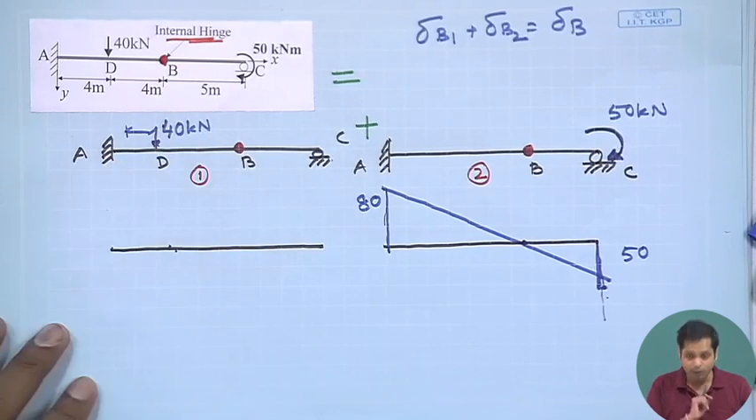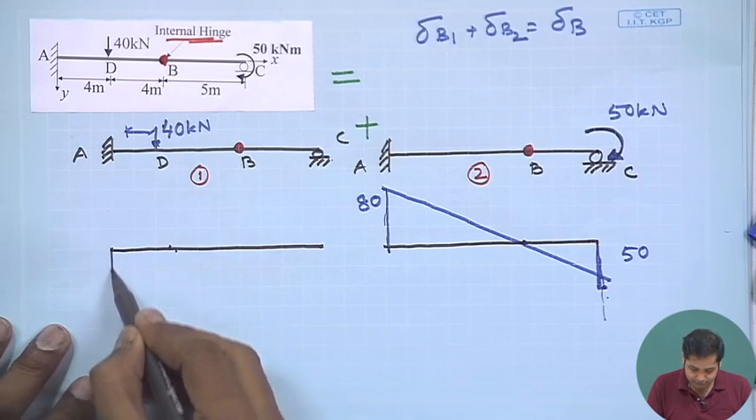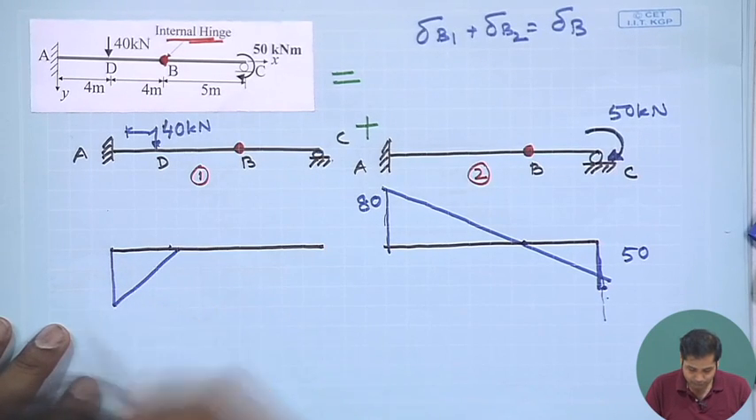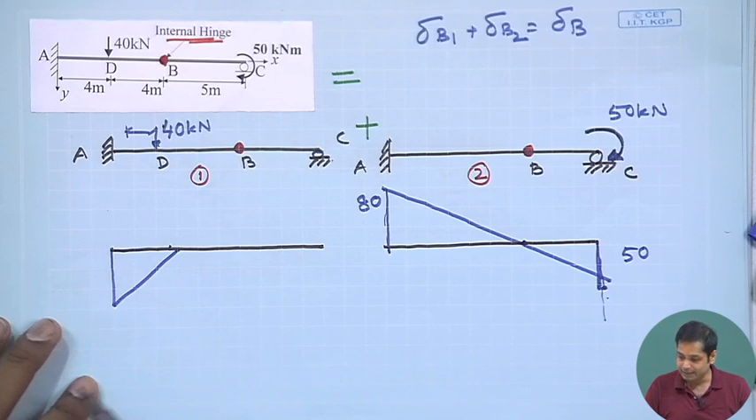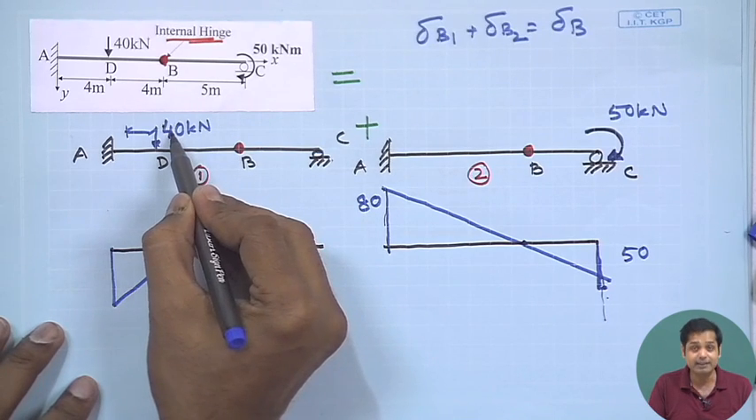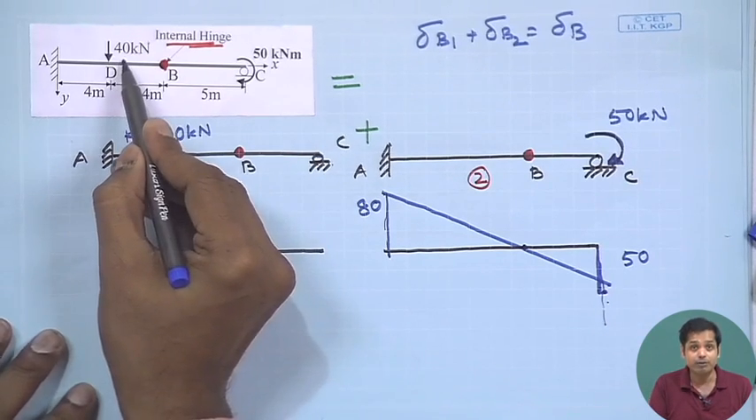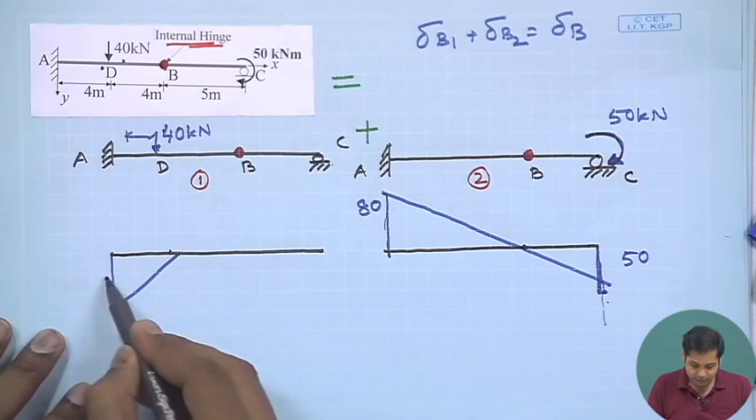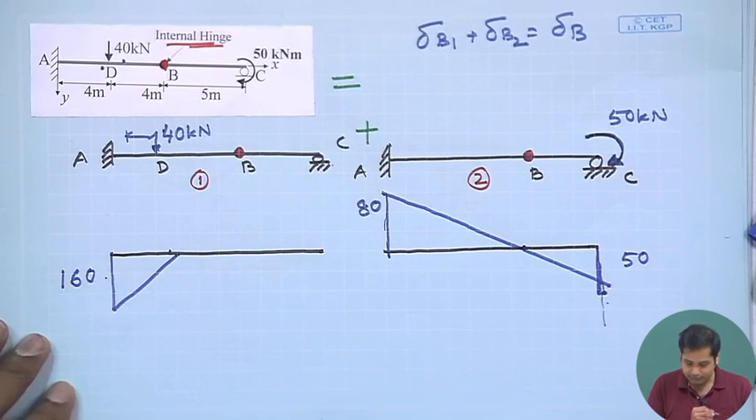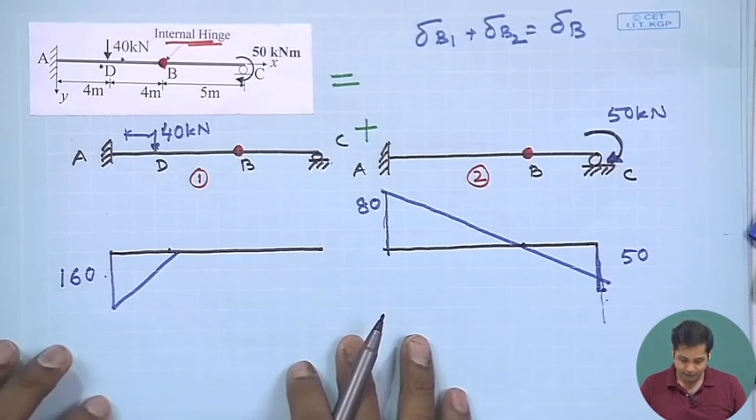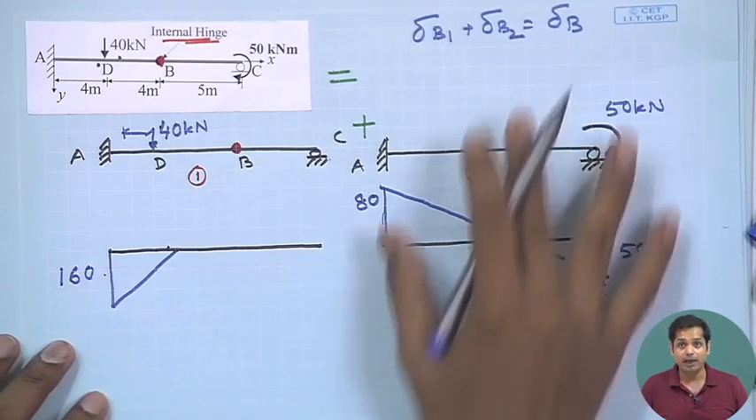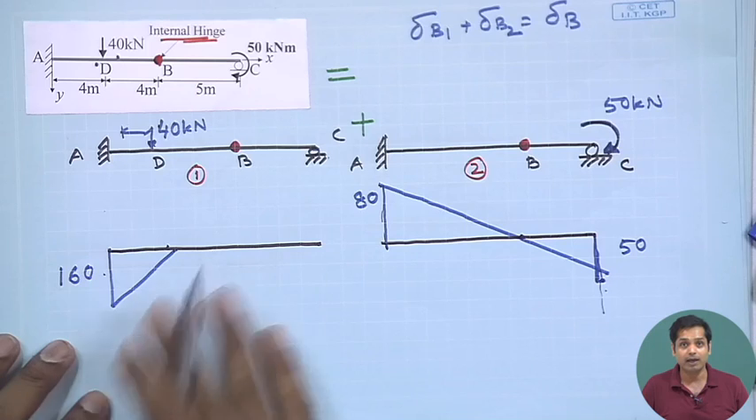So, the bending moment will be a hogging bending moment. This is the bending moment diagram between D and this point. This length is 4 meter and the load is 40 kilonewton, so this bending moment will be 160 kilonewton meter. This is the bending moment diagram for this part, and this is the bending moment diagram for this part.